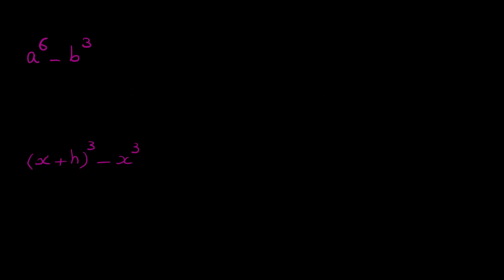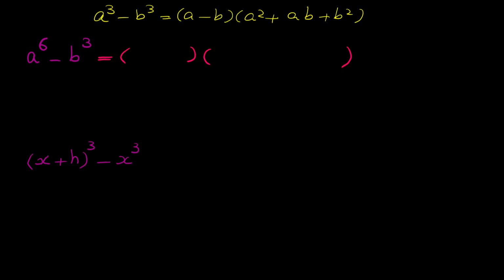Now look at these two examples, a to the 6 minus b to the 3. First, let me remind you, a to the 3 minus b to the 3 is (a minus b) times (a to the 2 plus ab plus b to the 2). So we can factor this. First of all, note that a to the 6 is (a to the 2) to the 3, and b to the 3 is b to the 3. It's ready. So we want to use these identities for factoring this.